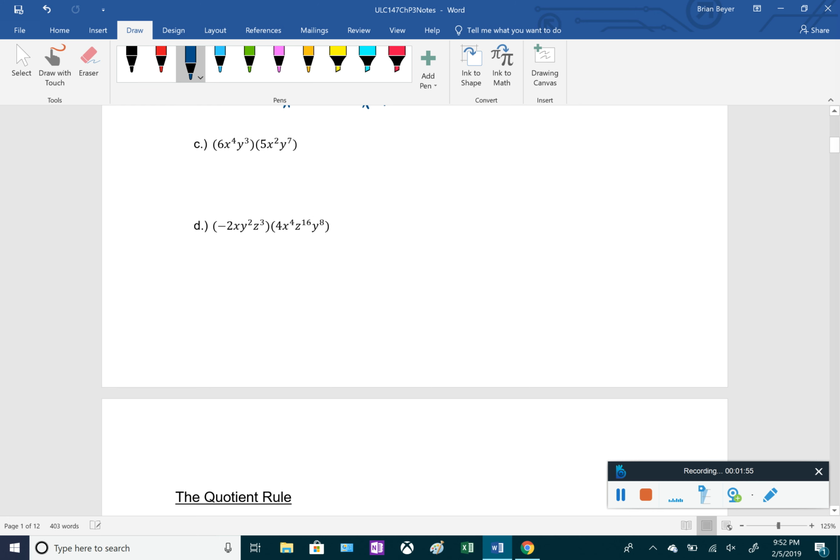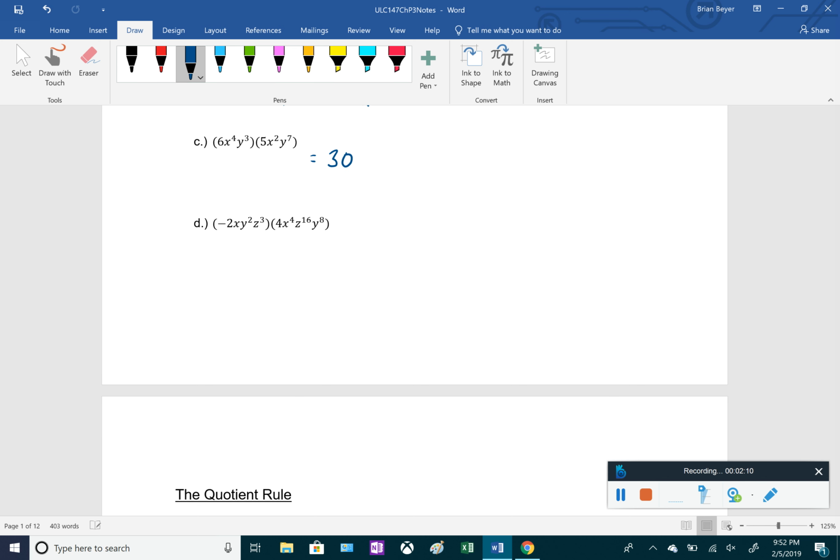Okay, next one gets a little messier here. We have multiple variables. We have 6x to the fourth y cubed times 5x squared y to the seventh. What we're going to do is multiply the constants together. 6 times 5 is 30. Then the x's, x to the fourth times x squared will be x to the 4 plus 2, times the y term, y to the third times y to the seventh. That's y to the 3 plus 7. So simplifying that, that's going to give us 30x to the sixth, y to the 10th.